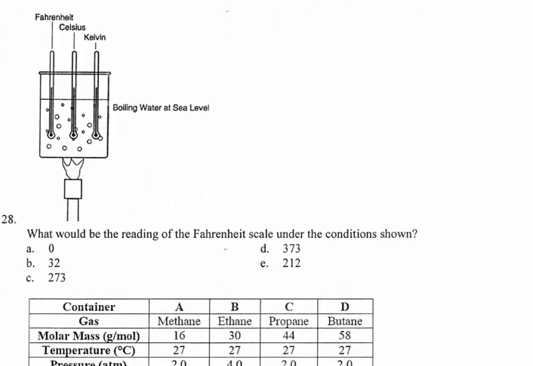Okay, so here we have 3 temperature scales, water boiling at sea level. So that would mean Celsius is going to be 100, Kelvin is going to be 393. Did I say that right? No, it's 373. And Fahrenheit was going to be 212 by definition. So the Fahrenheit scale should be 212. All right.